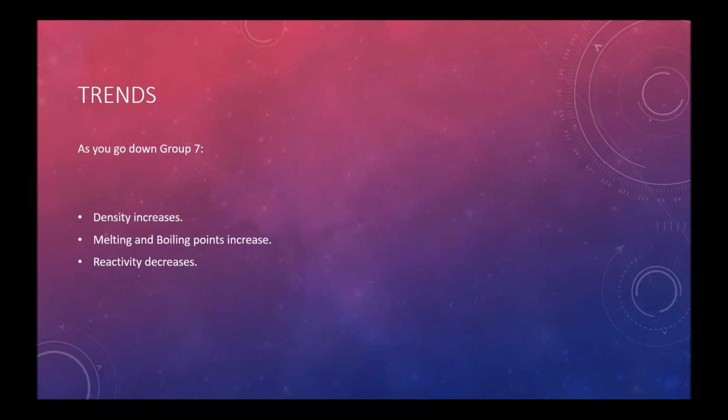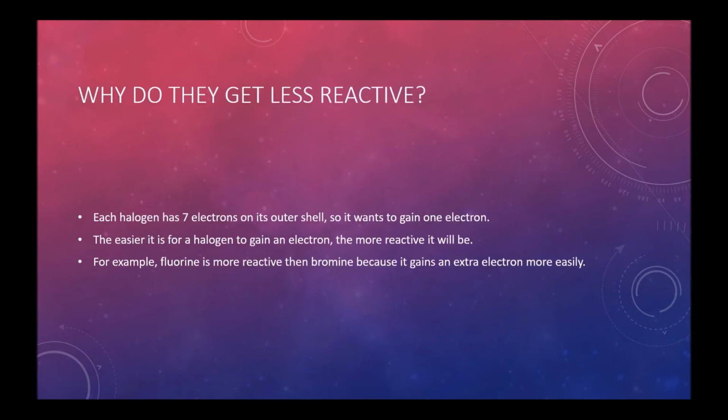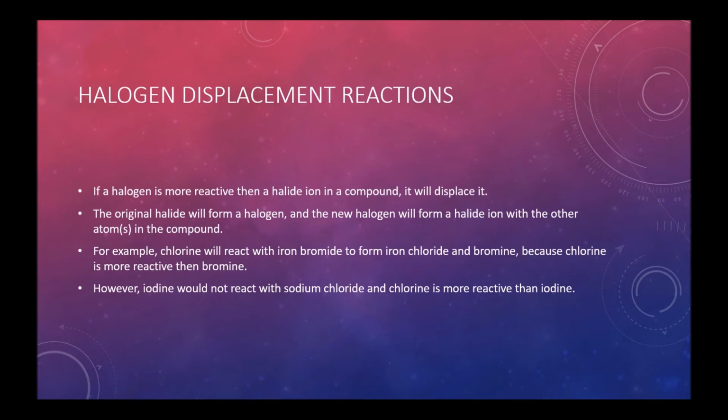But the reactivity actually decreases as you go down group 7. Fluorine is the most reactive. So why does it decrease? It's because each halogen has 7 electrons on its outer shell, so it wants to gain 1 more electron to get 8 electrons and a full outer shell. The easier it is for it to gain an electron, the more reactive it will be. So fluorine is more reactive than bromine because it gains an extra electron more easily.